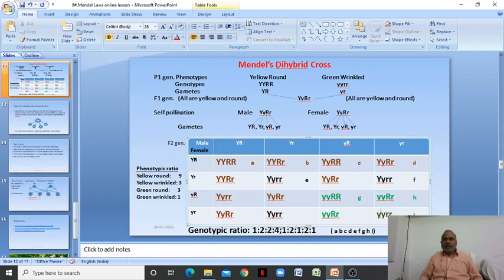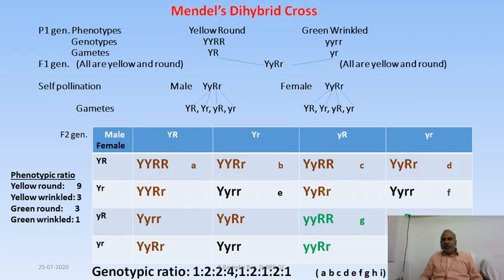Okay, now it is correct. So this is small y, small r. So this is green and wrinkled. Okay, so this checkerboard will explain the phenotypic ratio as 9:3:3:1. Let me tell you, 9:3:3:1 is the phenotypic ratio.